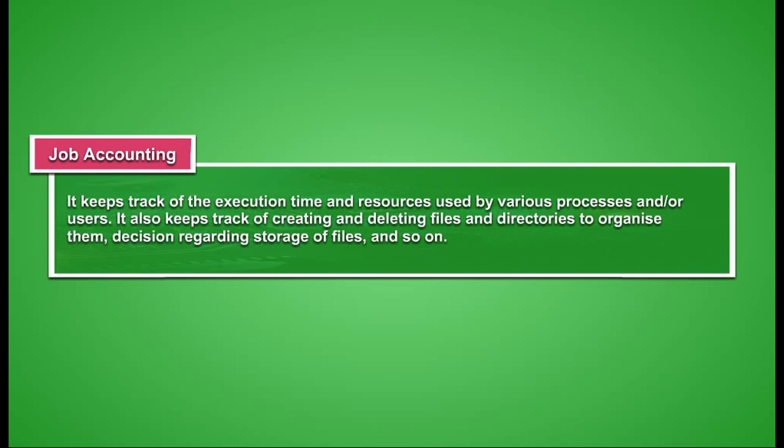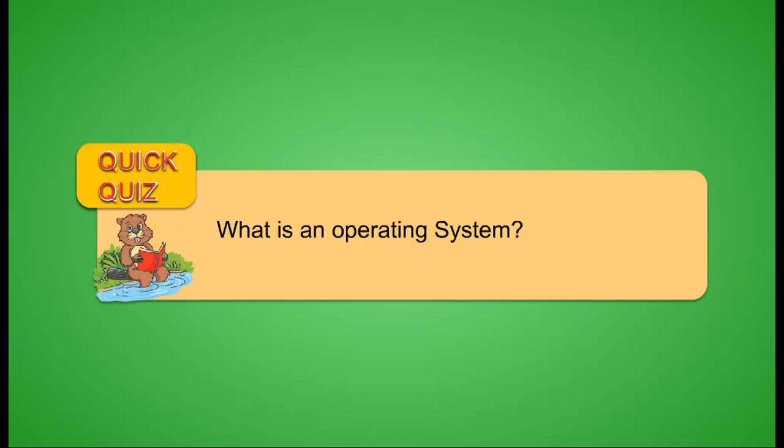Job accounting. It keeps track of the execution time and resources used by various processes and/or users. It also keeps track of creating and deleting files and directories to organize them, decisions regarding storage of files, and so on. Quick quiz. What is an operating system?